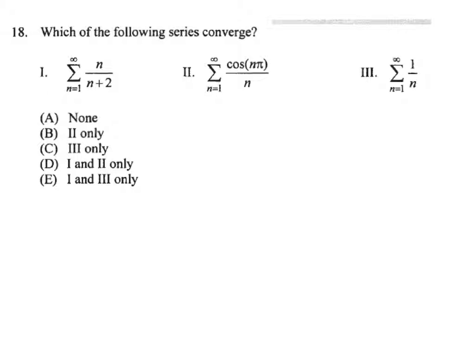Which of the following series converge, and you have to get all three right in order to get this one. Well, let's see. The first one, if you look at it and you say, okay, if n goes to infinity, what happens here? Well, this whole thing goes to 1. So eventually you're just adding 1 plus 1 plus 1 plus 1, and that's no good.